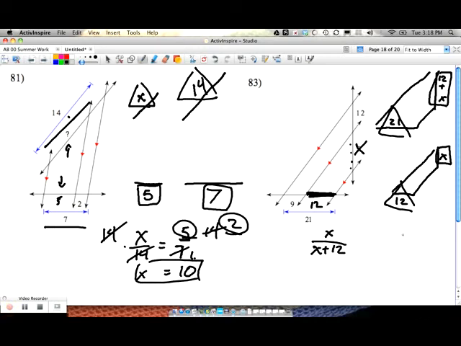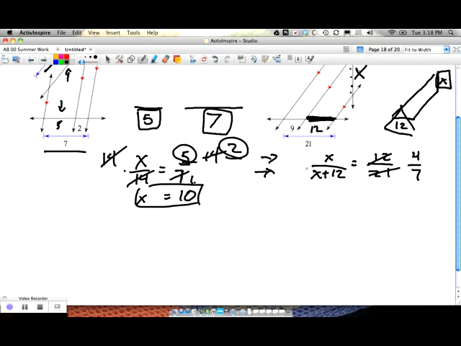We got x over x plus 12. Then on the other side, we got 12 over 21. 12 and 21 are going to reduce. Both are divisible by 3. That's going to give me 4 over 7. So now I've got to get rid of this denominator and these x's. I got double x's on top and bottom. Man, that means I've got to do a lot of work here.